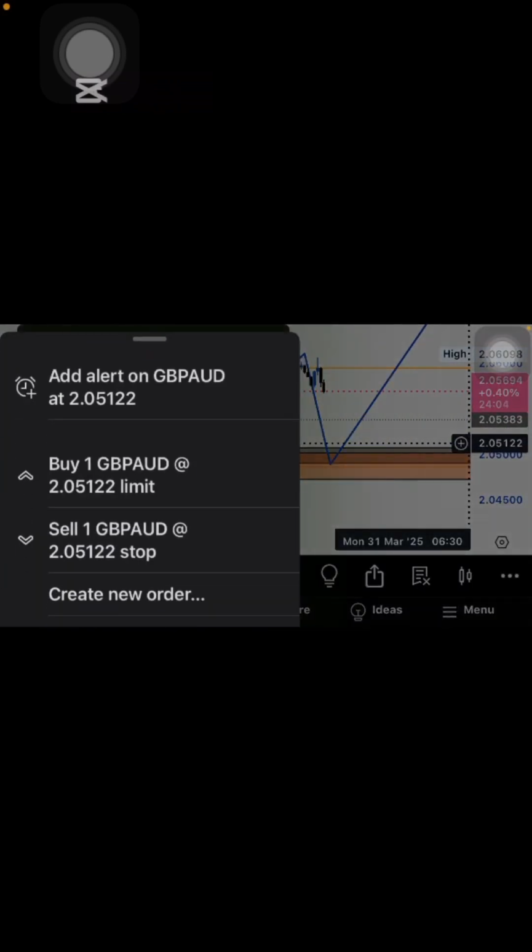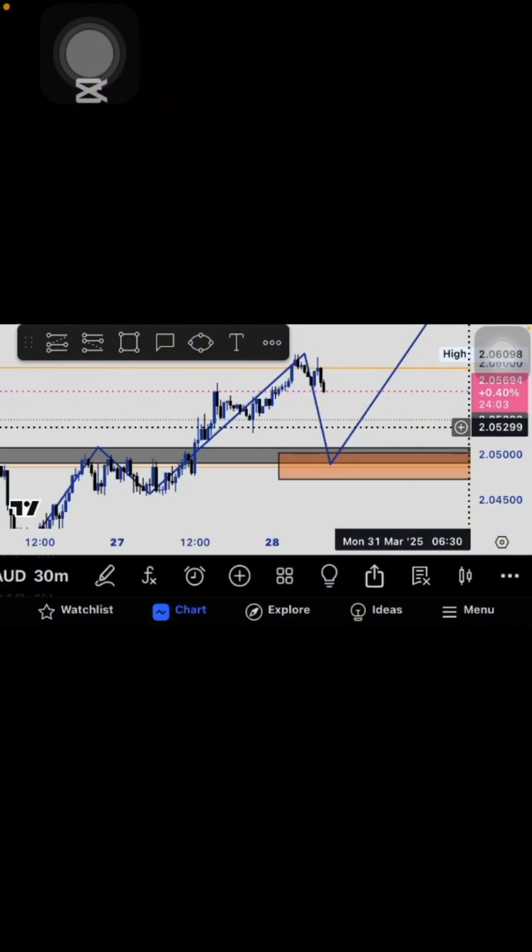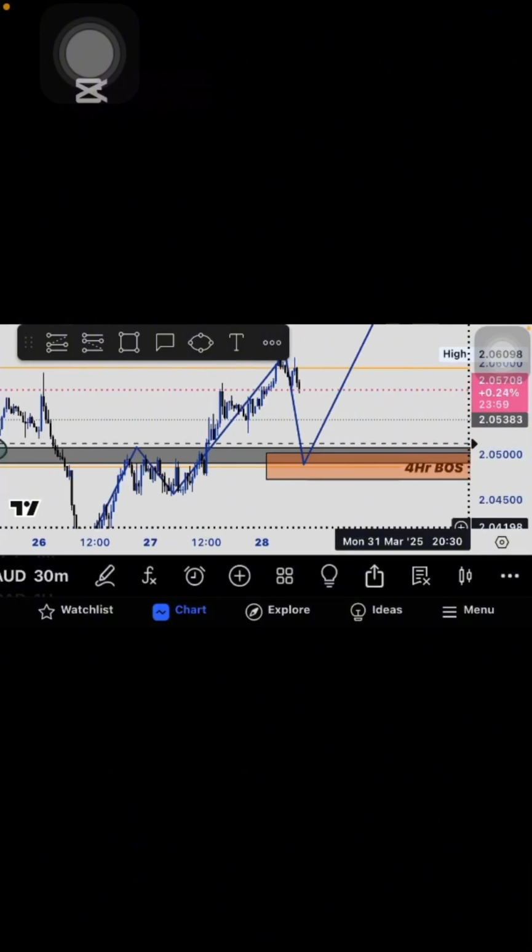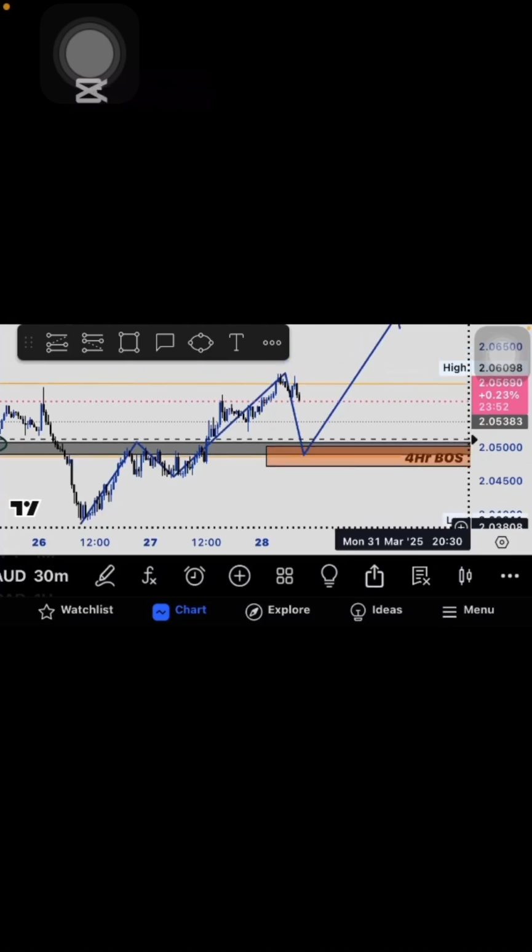So guys, if you followed my previous video, you can readjust your entry right now. This is what we are waiting for. We are waiting for this to tap in. Immediately the alert is triggered, I'll come back and check for entry confirmation on the 30-minute or the 15-minute time frame, then I get in on the buy.